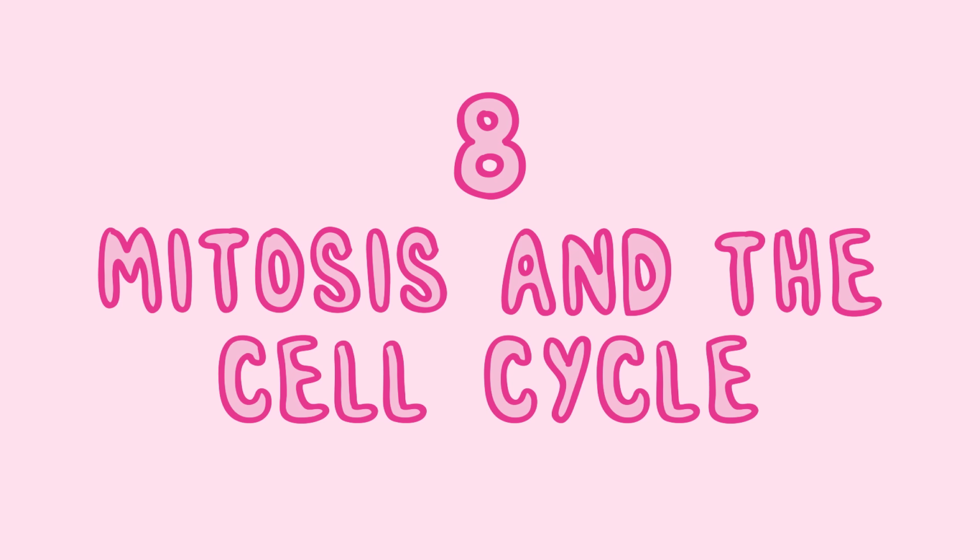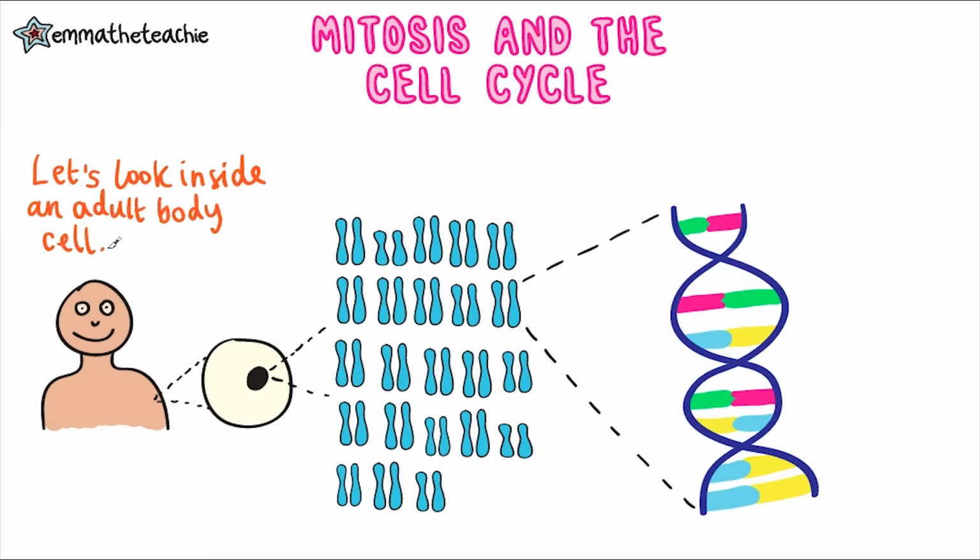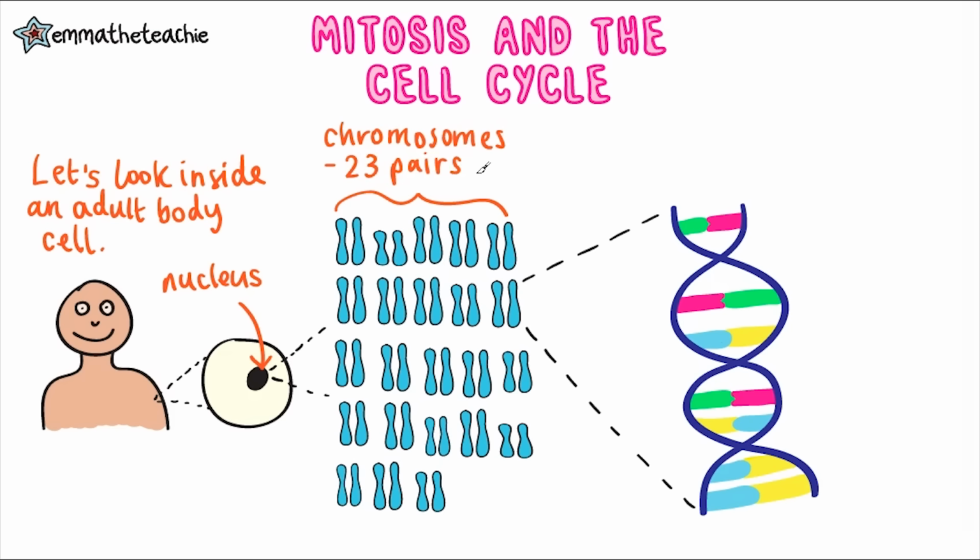8. Mitosis and the cell cycle. To understand the process of mitosis, we first need to understand the nucleus a little bit better. So let's look inside an adult body cell. The nucleus is this little black blob, and if we zoom inside it, we can see it's made up of these structures called chromosomes. There are 23 pairs of chromosomes in an adult body cell, or 46 in total.